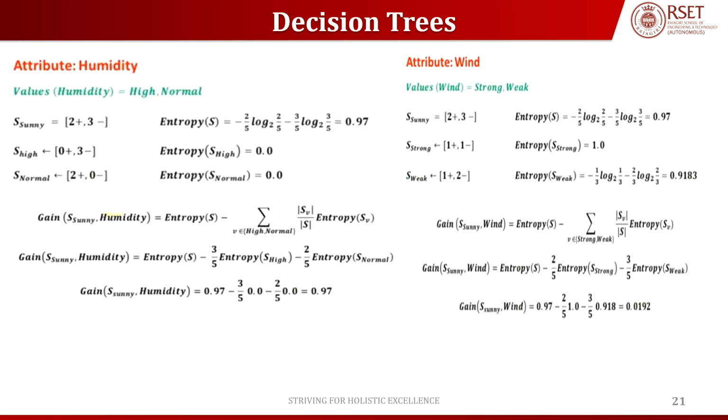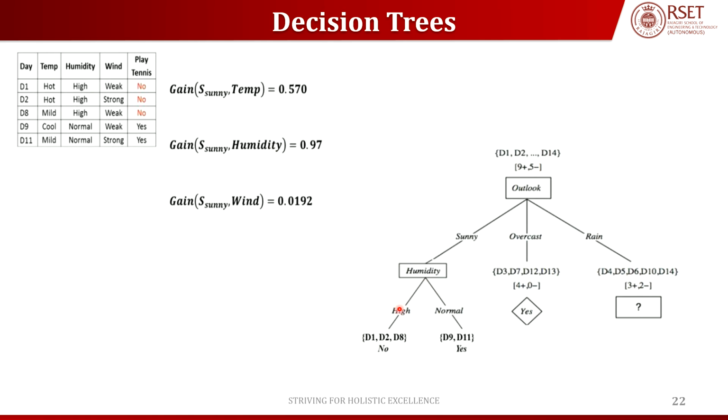So because humidity has the highest gain of 0.97, it becomes the next split in our tree for the sunny branch. This leads to two leaf nodes. If the outlook is sunny and humidity is high, then the answer is no. And if the outlook is sunny and the humidity is normal, then the answer is yes.